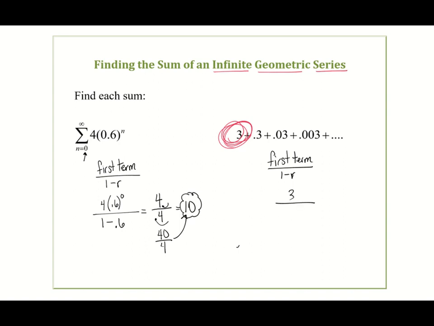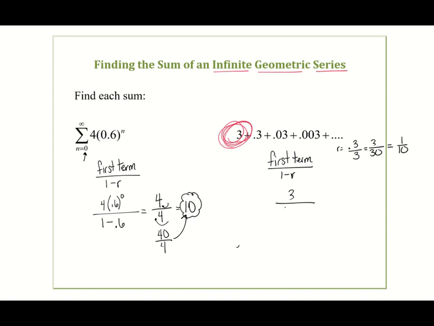The r value, on the other hand, I have to do some work to find. To find my r, I'm going to do my second term divided by my first term. So I have 0.3 divided by 3. And you guessed it, that is 3 divided by 30, if I play with that a little bit, which is 1/10. So now my r value is 1/10.